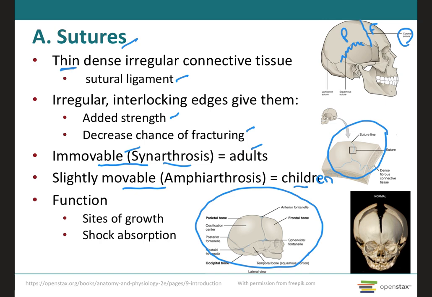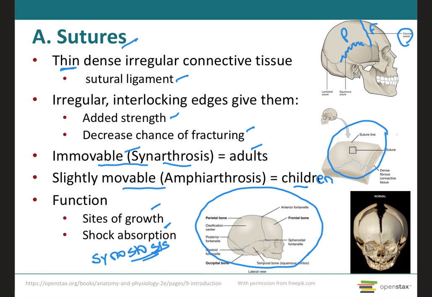Therefore, we can summarize that sutures play an important role as these sites of growth during development and also as shock absorption in the skull. Some sutures, although present during growth of the skull, are going to be replaced by bone in an adult, and such a suture is called a synostosis, or a bony joint, which is a joint in which there is this complete fusion of two separate bones into one.